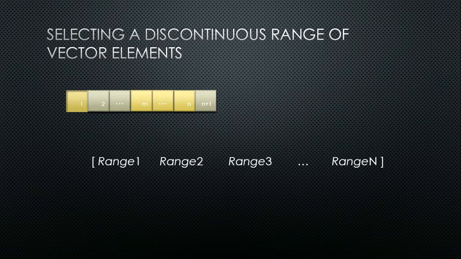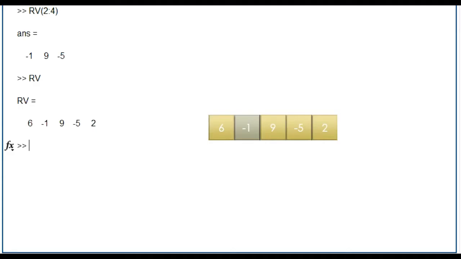But what if we needed a discontinuous range? A discontinuous range can be thought of as a collection of many ranges. For example, to select the highlighted range from rv, we have to use the command rv([1 3:5]).